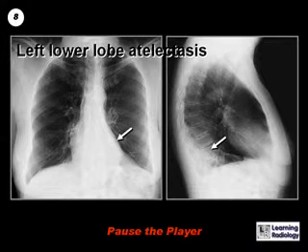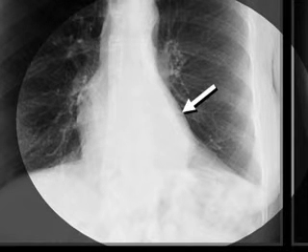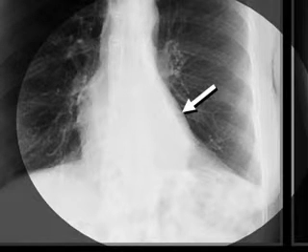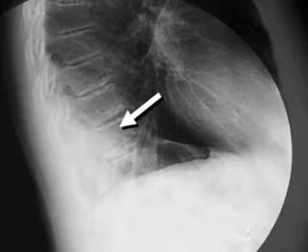This is an example of left lower lobe atelectasis. The white arrow is pointing to a triangular density behind the heart on the frontal projection. This is the position of the atelectatic left lower lobe as it contracts toward the mediastinum. On the lateral view, we can see a triangular-shaped density posteriorly, which is the position of the left lower lobe when it collapses on the lateral view.